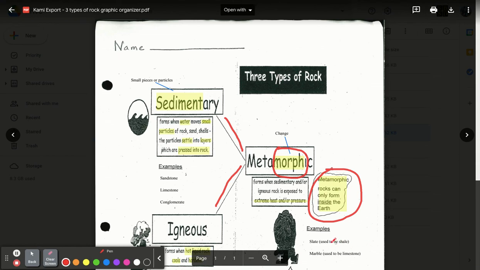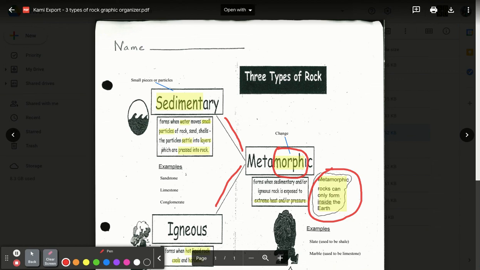Some examples from the kit of the mystery rocks were slate. Slate used to be shale. Shale basically got crushed in the earth into flat slate. Marble used to be limestone. Heat and pressure changed limestone into marble. So that's our metamorphic rock.